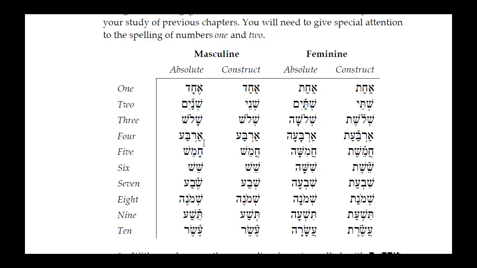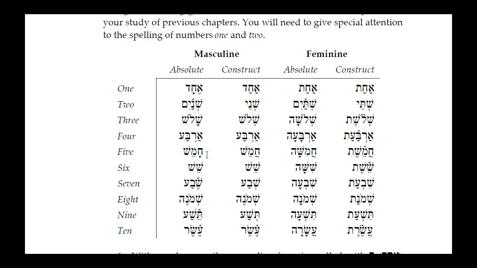We have number 4, Arba, and both the absolute and the construct are identical for the masculine. In the feminine, with the Hey, you just have the Patach under the Ayin, and the Qamets on the Bet reduces to a Patach. But again, the main thing we're going to pay attention to is just the masculine absolute forms.